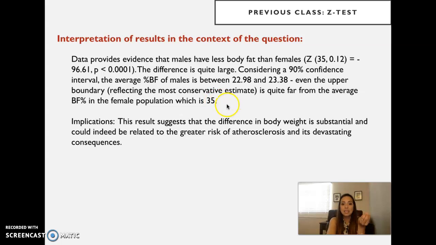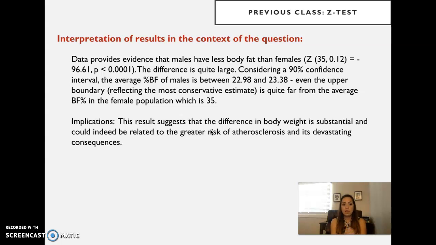And actually, instead of using this, the best would be to say the probability of observing the average that we observed in our sample, if the null hypothesis were true, if the percentage body fat of males were 35, is less than 0.0001. It's virtually zero, right? So this result suggests that the difference in body weight is substantial and could indeed be related to the greater risk of atherosclerosis and its devastating consequences.